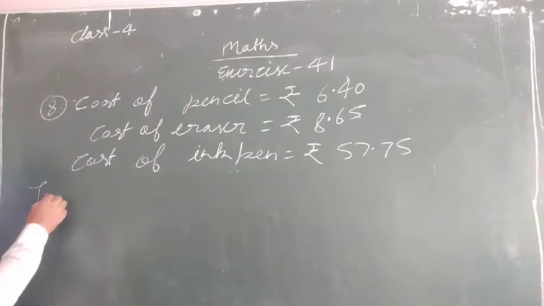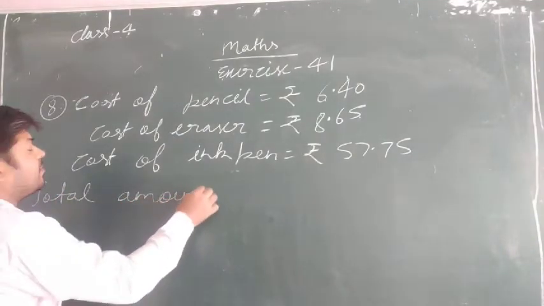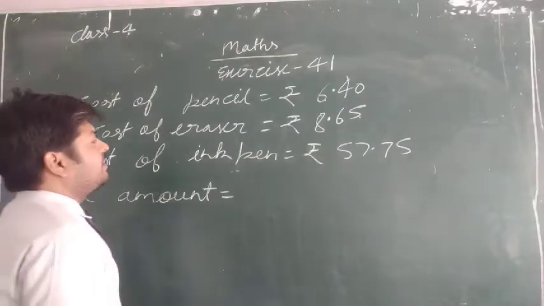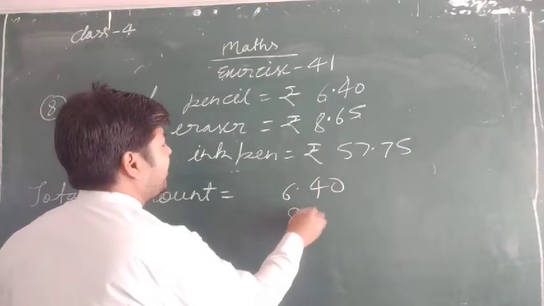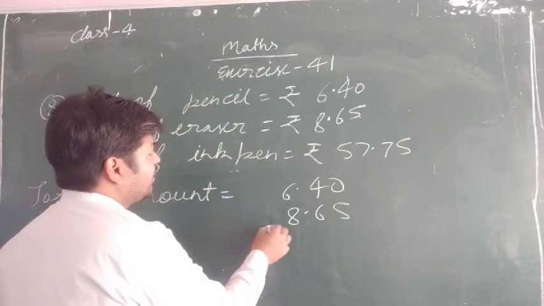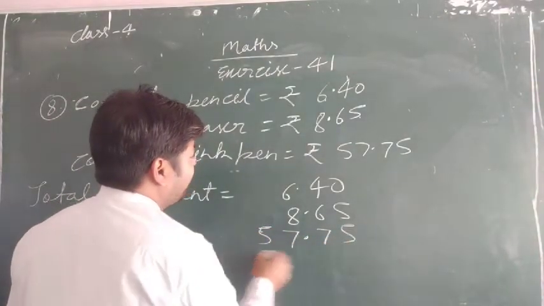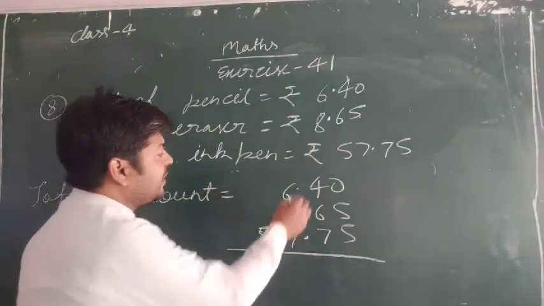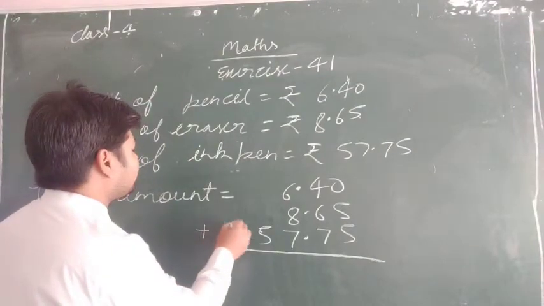Total amount. Now you have to find the total amount. So how will you do? Add these numbers: 6.40, 8.65 and 57.75. You will write like this. Remember this, student: the decimal should be exactly under the decimal, otherwise your addition will be wrong. Okay. Now you will add this.